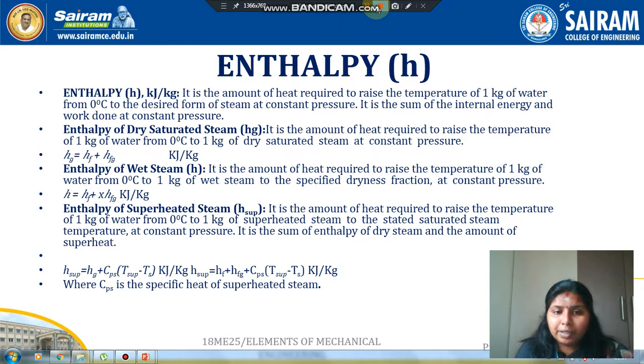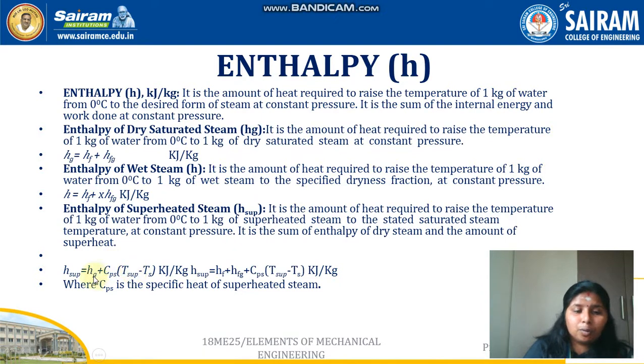Enthalpy of a superheated steam. It is the amount of heat required to raise the temperature of 1 kg of water from 0 degrees Celsius to 1 kg of superheated steam above the saturated steam temperature at constant pressure. So in this enthalpy, only the temperature rises, but the pressure remains constant for the whole process.